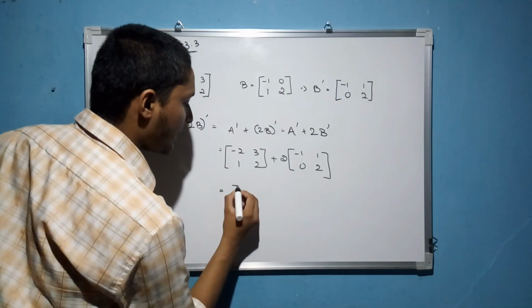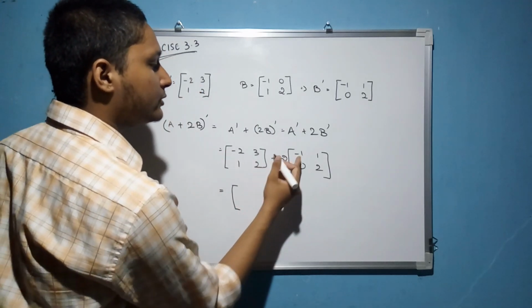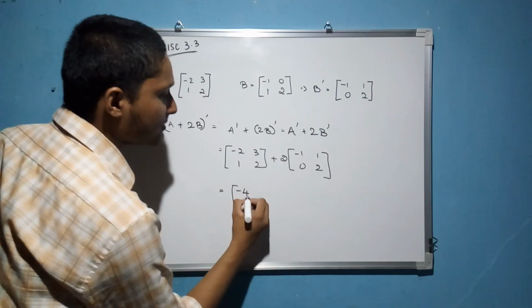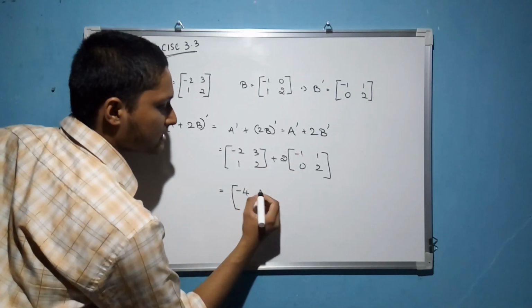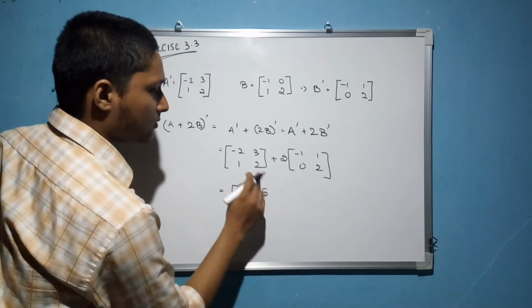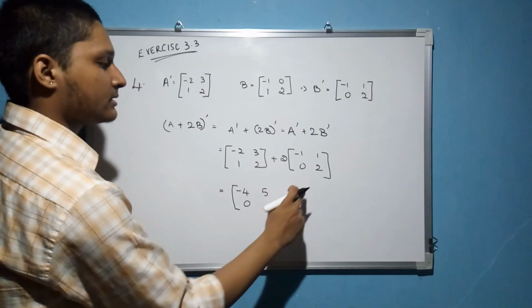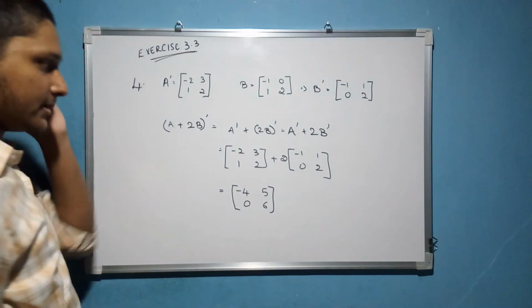Now I'm going to add that. You are getting minus 2 plus 2 into minus 1, that is minus 2, so it becomes minus 4. 3 plus 2 is 5. Then 1 plus 0 is 1. 2 plus 2 into 2, that is 4 plus 2, is 6. This is the answer that you're going to get.